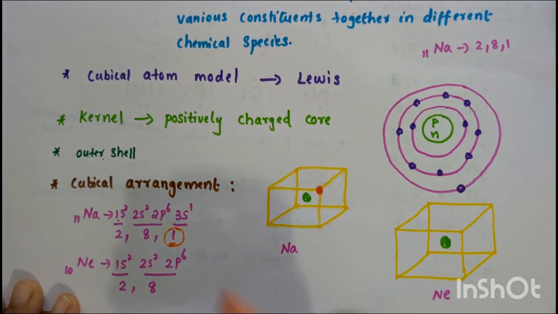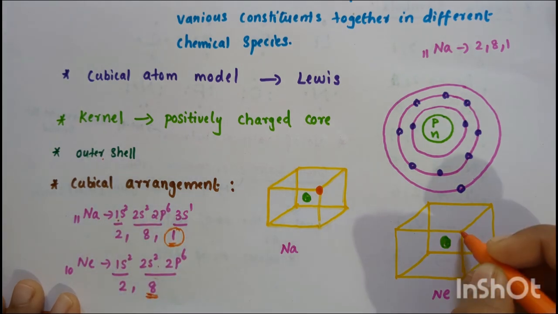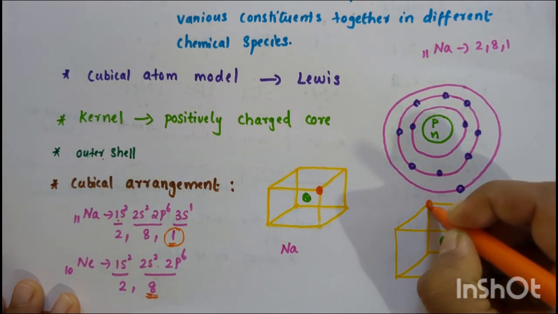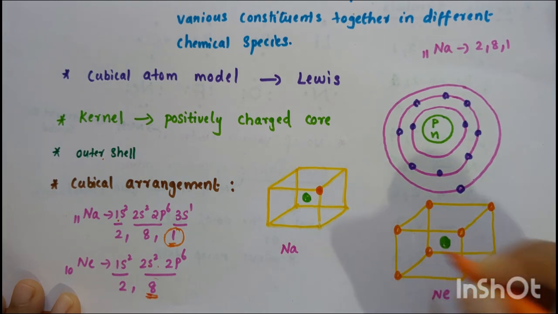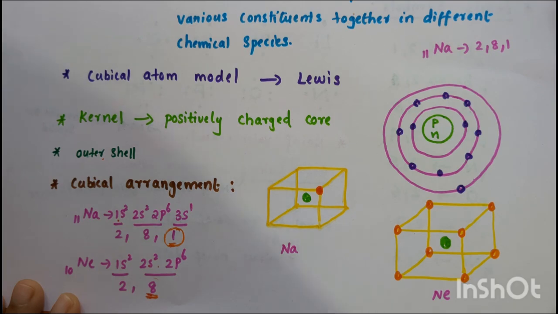Similarly, in the case of a noble gas, all the 8 corners of the cube would be occupied. For example, consider neon, whose atomic number is 10, so the electronic configuration is 1s2, 2s2, 2p6, that is 2, 8. In the outer shell, there are 8 electrons. So in this cubical arrangement, all the 8 corners of the cube would be occupied because there are 8 electrons in the outer shell of neon.